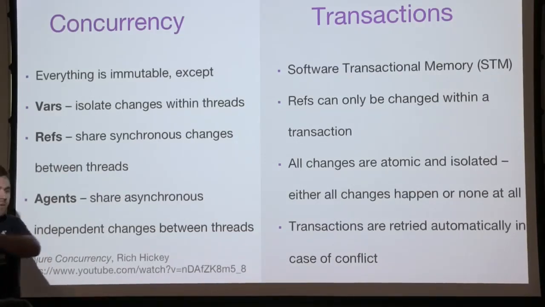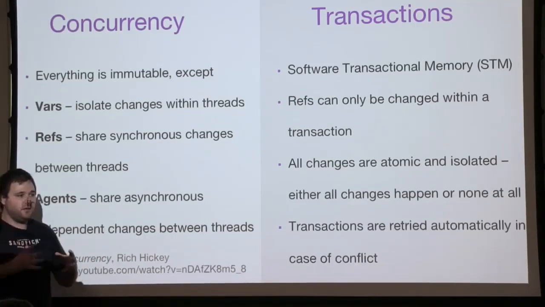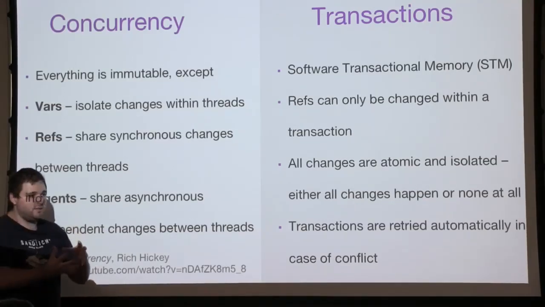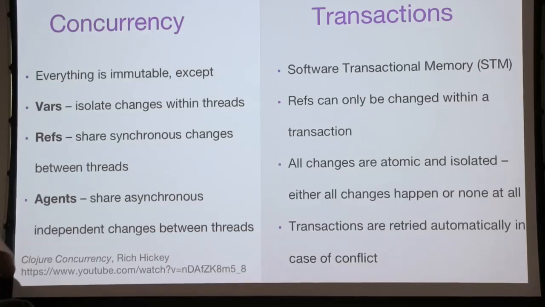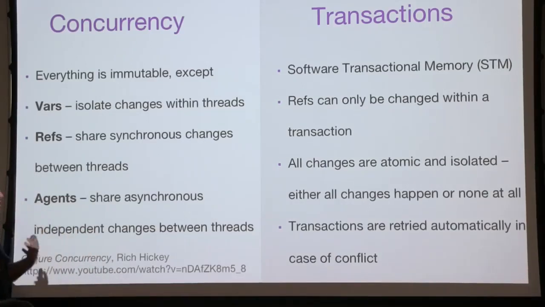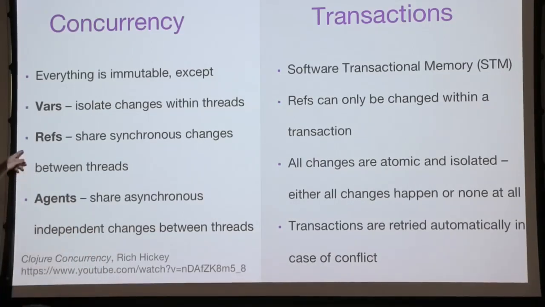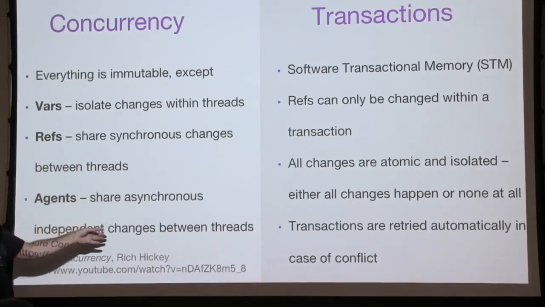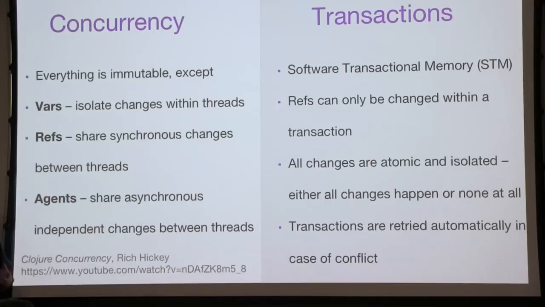I'm glossing over a lot of details right now, but the idea is that you can update things concurrently using transactions. So either all changes succeed or they don't succeed at all. It's done without locks, and with automatic retries, like a database transaction. And you can have either synchronous changes, or agents, which share asynchronous changes, like sending messages. So you have an actor system built into the language.